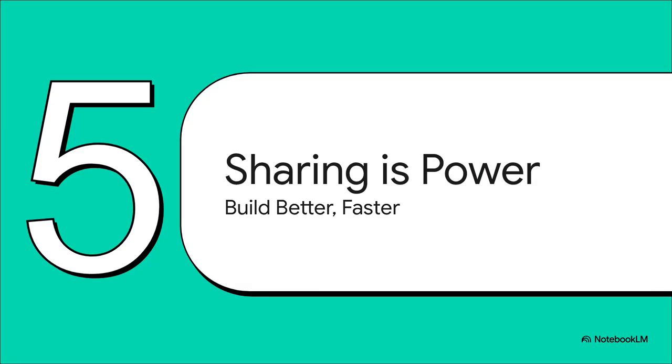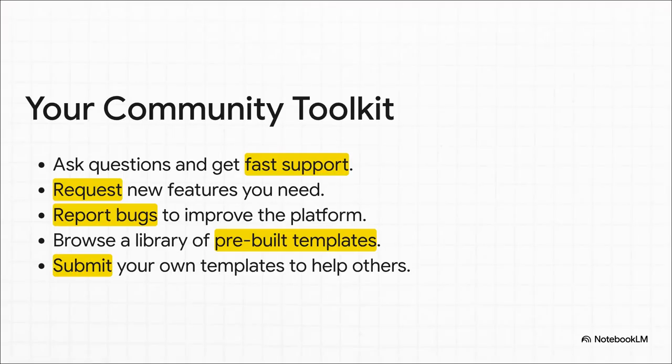Building all of this stuff from scratch can be, well, it can be tough. But the good news is you don't have to. One of the most powerful resources you have when you're getting into automation is the community of other people who are building right alongside you. When you tap into the community, you get this incredible toolkit. You can ask questions and get help super fast. You can request new features you need, you can report bugs, and help make the platform better for everyone.